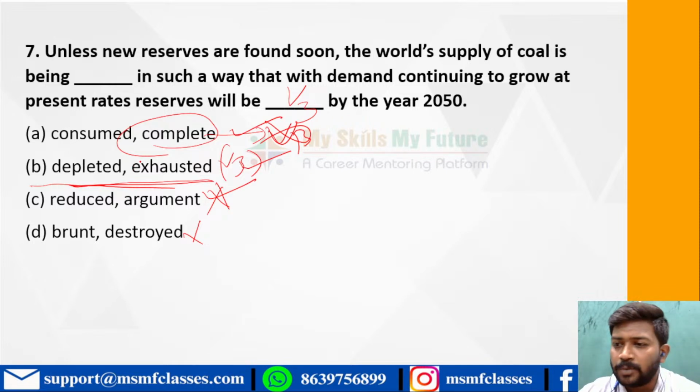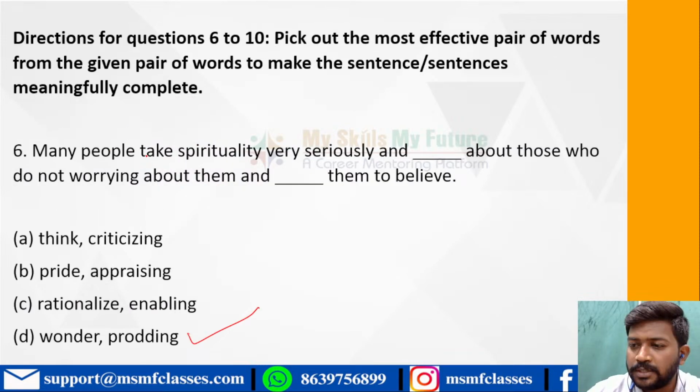Okay, they have small doubts here. I think in question 6, someone has raised a doubt: do not worrying or do not worry. Here, many people take spirituality very seriously and wonder about those who do not worrying about them. They are speaking about the state of being here. They are not performing any action. That's the reason you need not take V1. You can go with worrying about them. You can just consider it as a state of being, so you can write it as worrying about them.